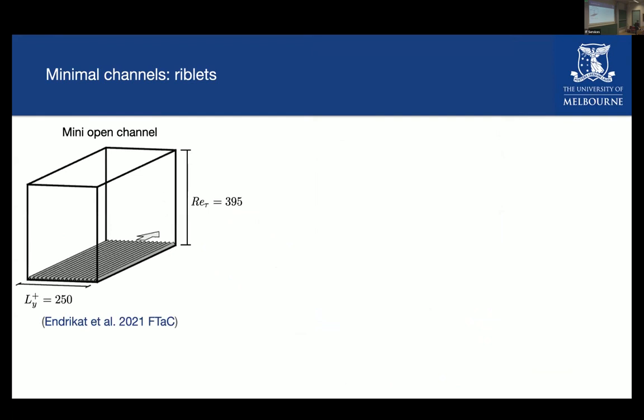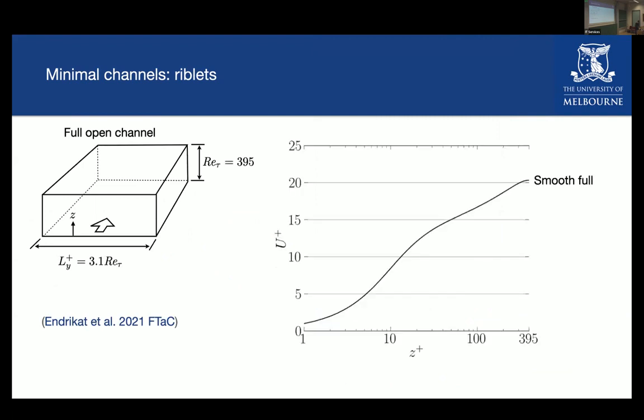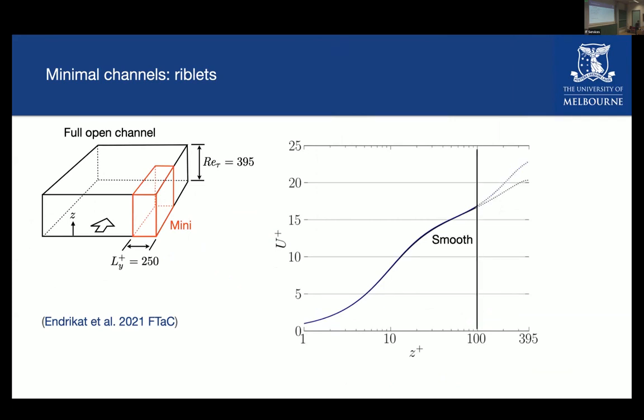So let me talk quickly about how the minimal channel works. Here's a normal full-size channel with a smooth wall. Here's the mean velocity profile. Now I'm showing a minimal profile, and straight away we see that near the wall, these profiles agree up to a point. Thanks to work by Javier and Yongyun, the trick with a minimal channel is that this location can be controlled by the span. In fact, it's 40% of the span. So here, 250 times 40%, that's 100.